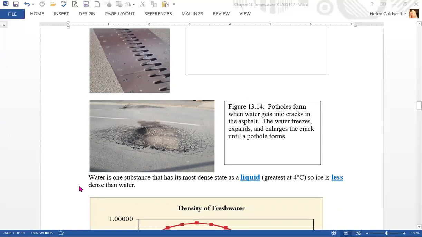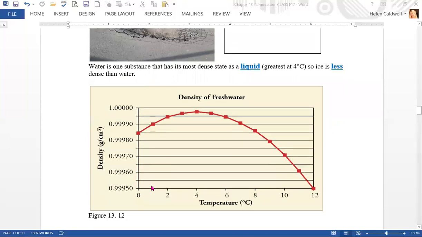Water is a substance that is most dense as a liquid, and that's why ice floats. Ice is going to float. Yay for that, otherwise the poor fish in the lakes that do freeze in the winter would be smushed. All that freezing and sinking of ice would be terrible. So this gives you some idea of the density of fresh water. It is also a graph from the textbook. So you can see most dense at about 4 degrees.